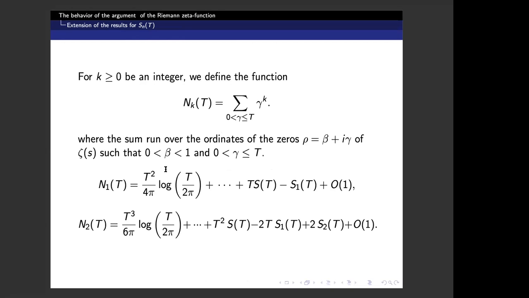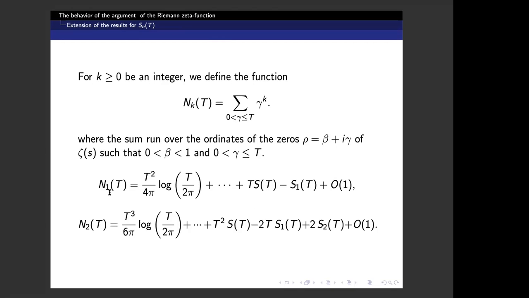integration by parts to relate this function S_n with the zeros of zeta. For instance, if you define N_k(t) with the imaginary part smaller than t, and using the Riemann-von Mangoldt formula and integration by parts, you obtain N_1, and this N_1 has this form, this part, and at this moment this function S_1 appears here, plus the error term.